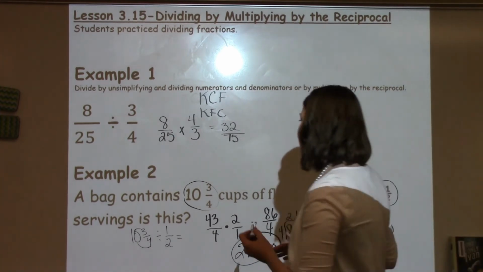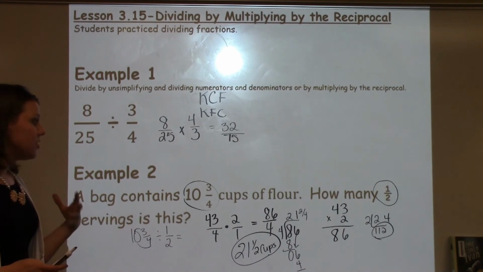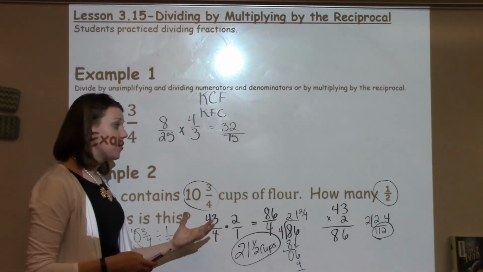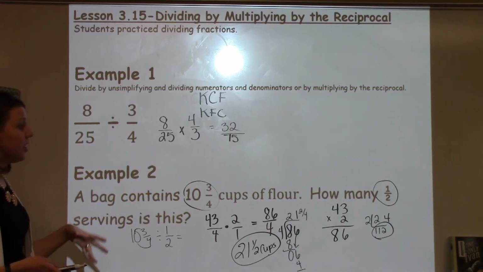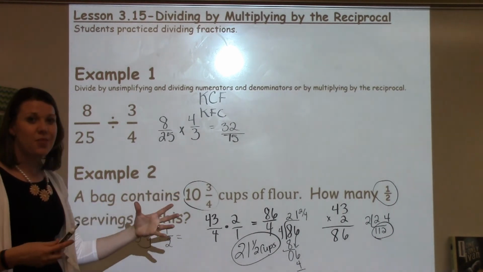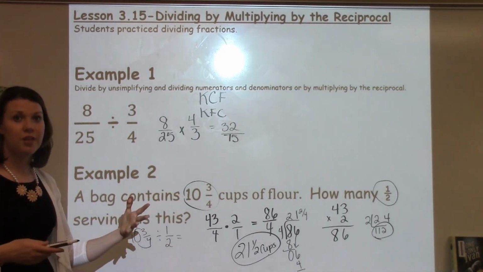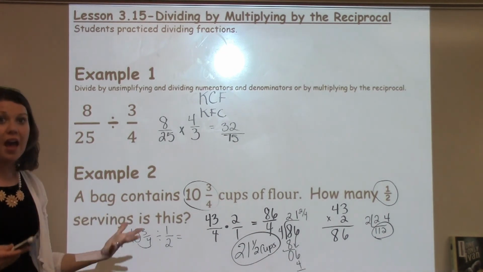Now, a thing to keep in mind with this is the fact that some students might say, well, my answer got a lot larger, and it should, because we're thinking about 1/2 cups. How many 1/2 cup servings is this? And our answer is 21 1/2, so it makes sense for our answer to just about double, because we know that it would need to get multiplied by 2 to show 1/2 of a serving.